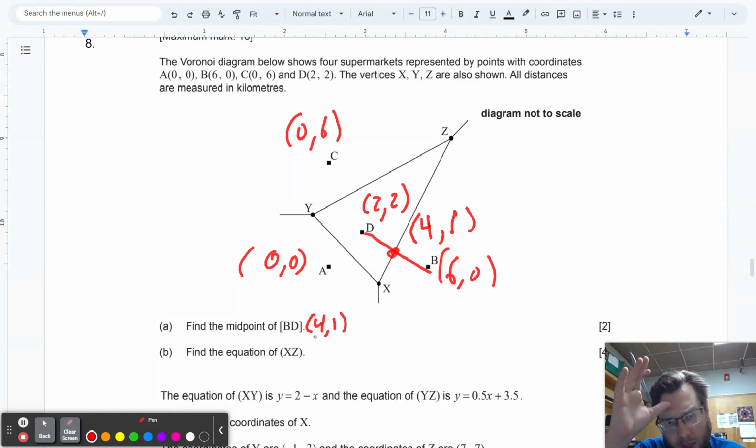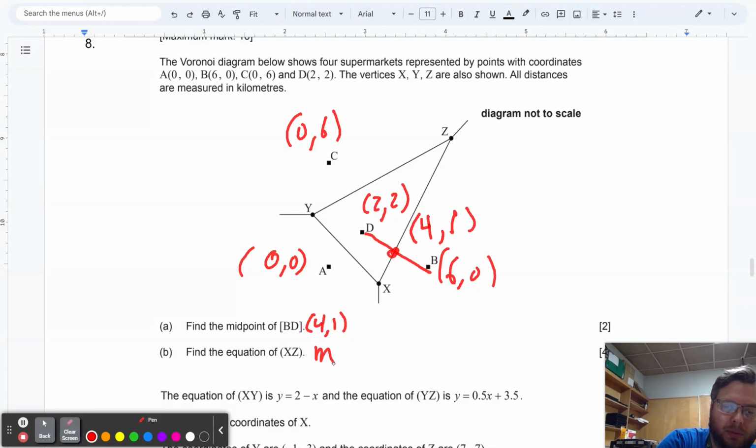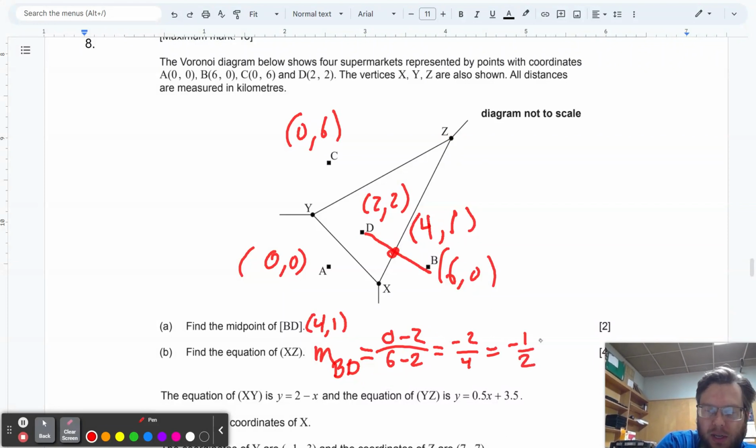Now we need to find the equation of XZ. What's a little tricky here is we don't know the slope of that equation. But we do know that because it's a Voronoi diagram, it's got to be perpendicular to DB. So the slope of BD is 0 minus 2 over 6 minus 2, negative 2/4, which is negative 1/2. The perpendicular is the opposite reciprocal, so the slope of XZ is positive 2.